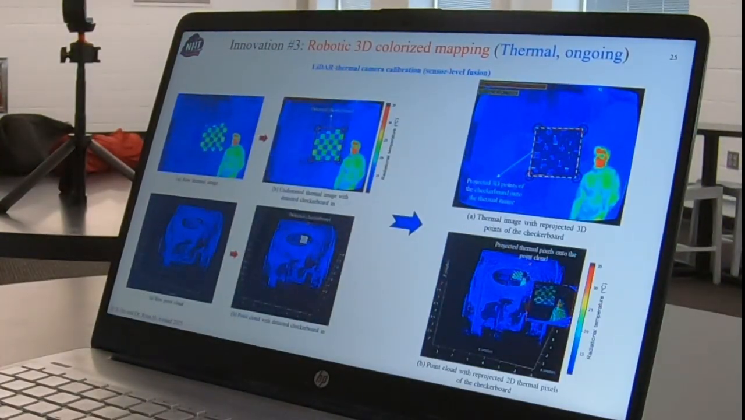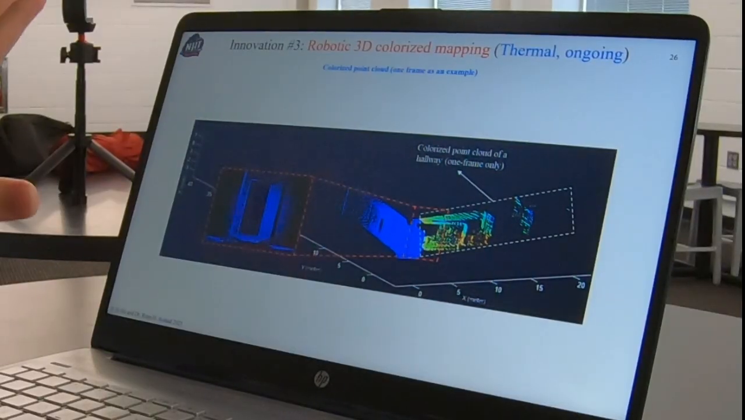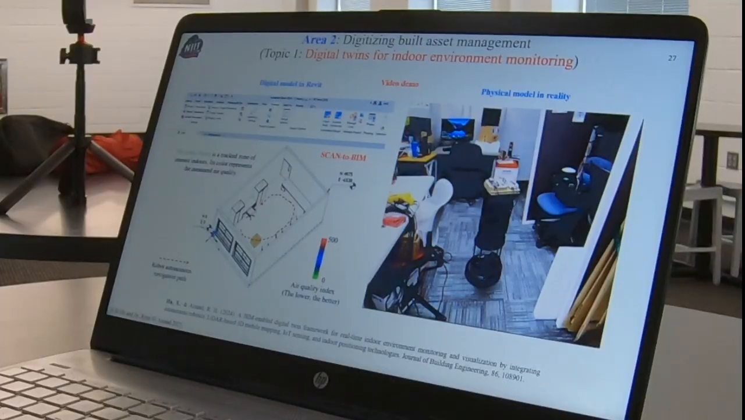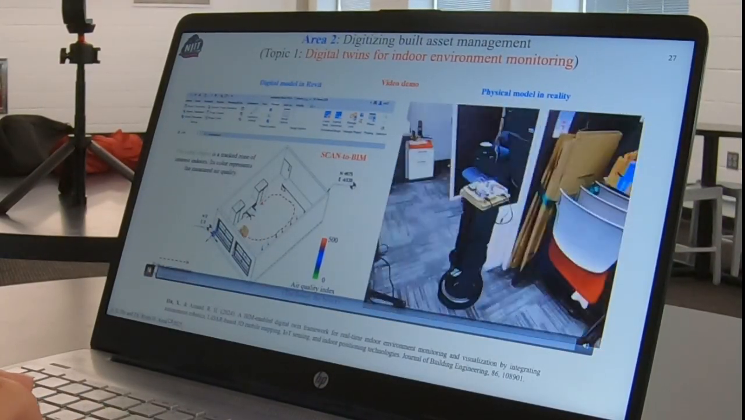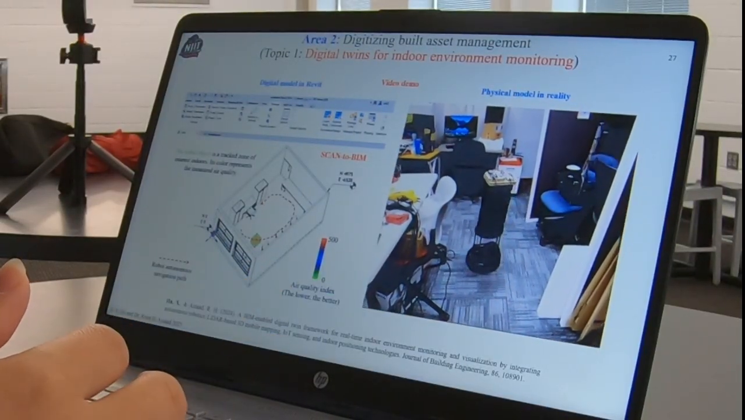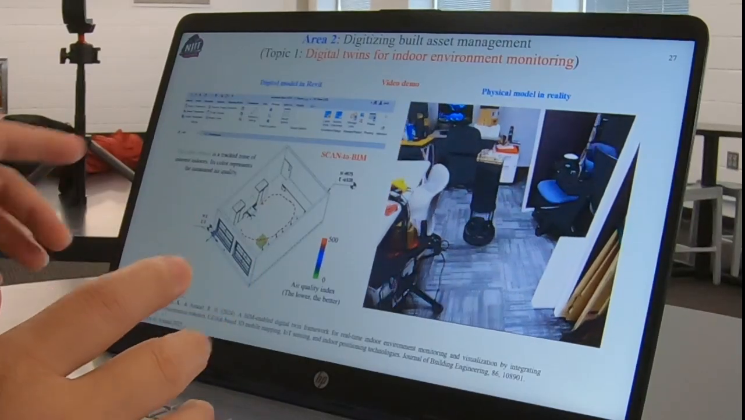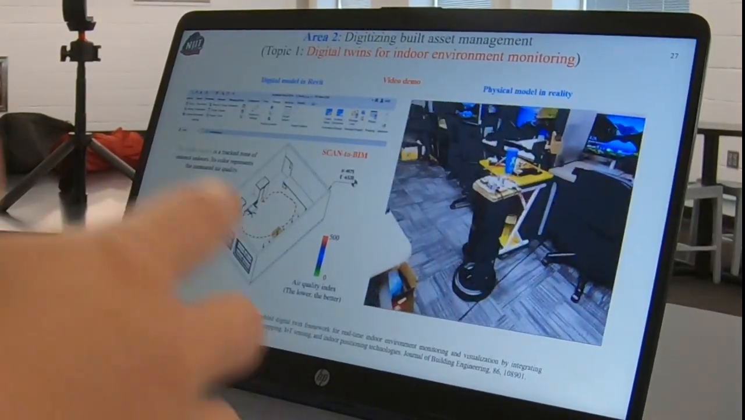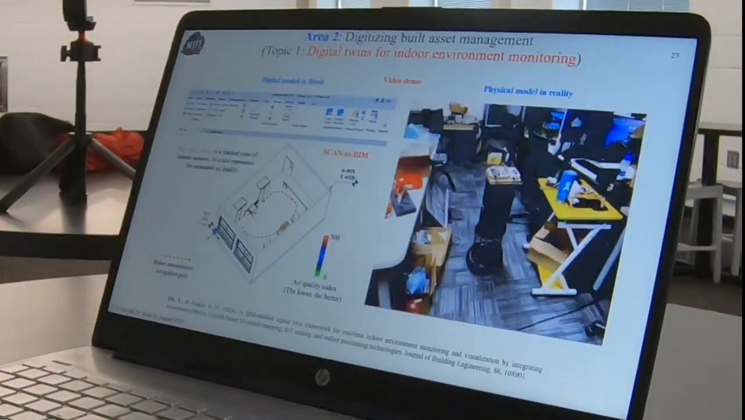And here shows more details about how the thermal image and the point cloud are fused together. Here just shows one frame of it, but this work is still ongoing. Then this is the digital twin project I mentioned last time. We leverage BIM, robotics, and also internal sensors. But this project is for indoor environment monitoring, and it focuses more on the occupants and their health.